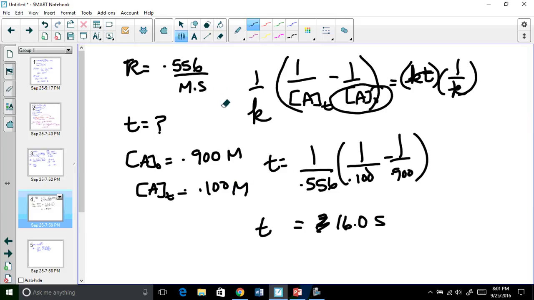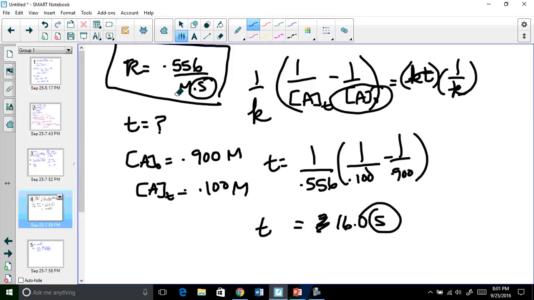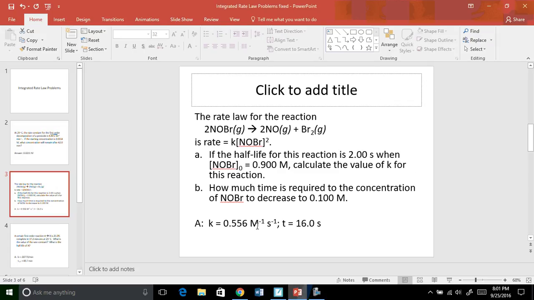They don't make you carry units on this. The only thing is that when you're solving for K, you have to have the right units on. When you're solving for time, notice because of this, time is in seconds. Molarity is always in molarity, and K, you just have to have the right unit on, but you don't have to carry it. All right.